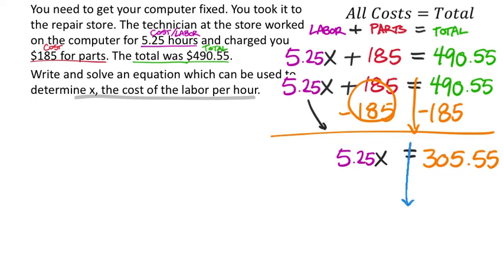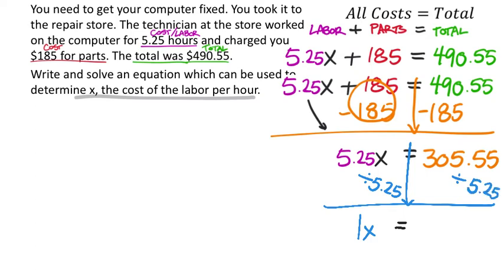So next up, we're going to make this a 1x and not a 5.25x. So to do that, we divide the coefficient, 5.25, by itself. And if we do it on one side of the equation, we must do it on the other side as well. So of course, 5.25 divided by 5.25 is 1. That's what we wanted. We forced that to happen. Now I go to my calculator, 305.55 divided by 5.25, and I get 58.2.